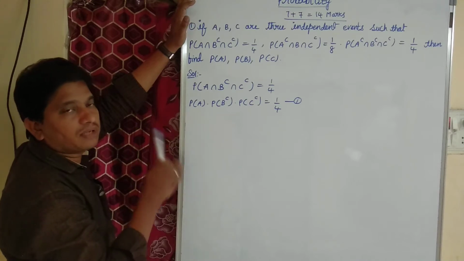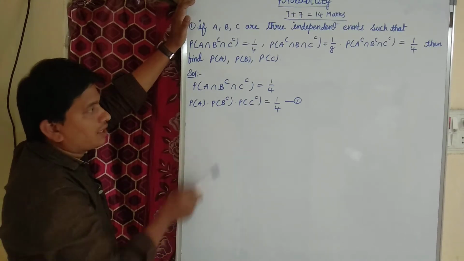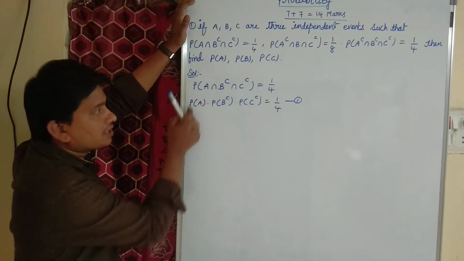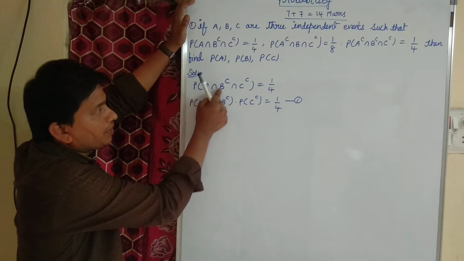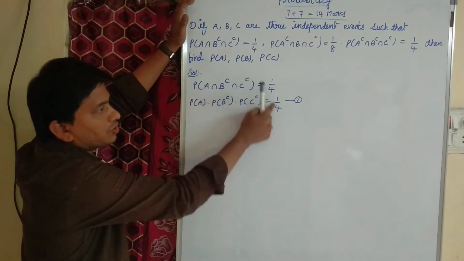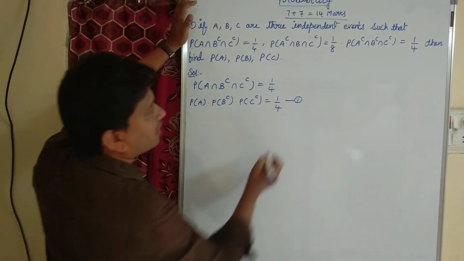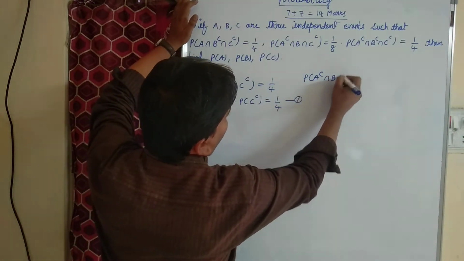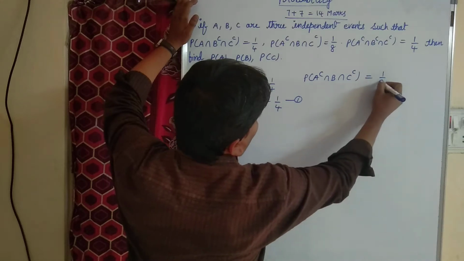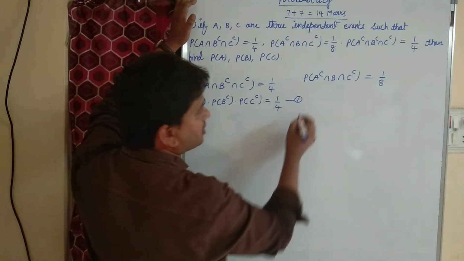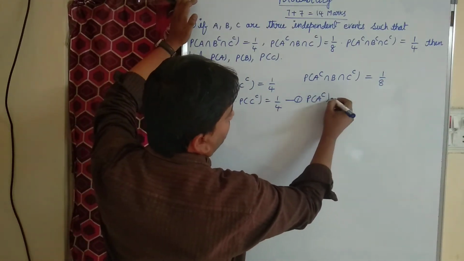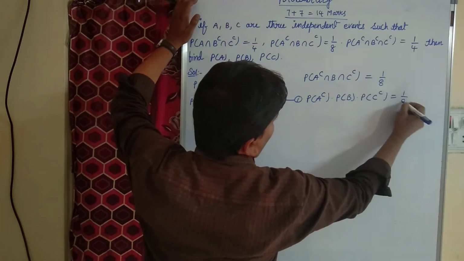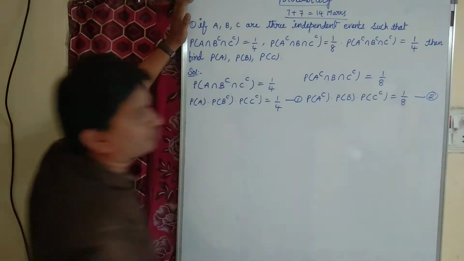Given A, B, C are independent events, so P of A intersection B equal to what? P of A into P of B. Similarly, P of A intersection B cap intersection C cap, I can write as P of A into P of B cap into P of C cap, which is equal to 1 by 4. And the second one, what is given? P of A cap intersection B intersection C cap equal to 1 by 8. How can I write this? I can write as P of A cap into P of B into P of C cap equal to 1 by 8, which is our equation number 2.